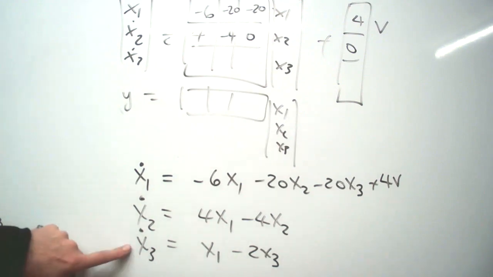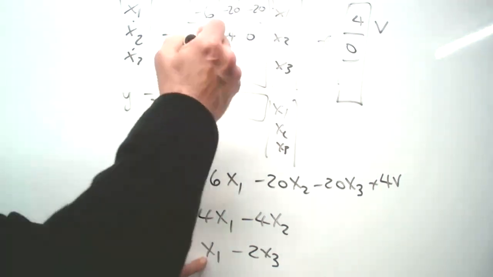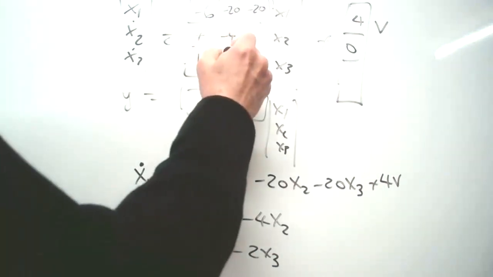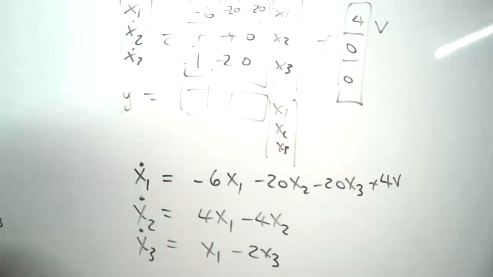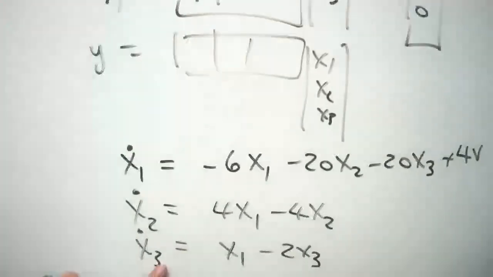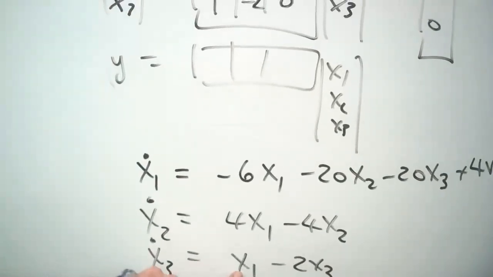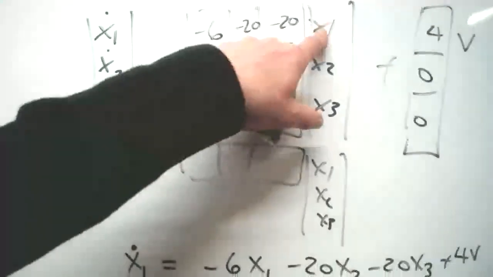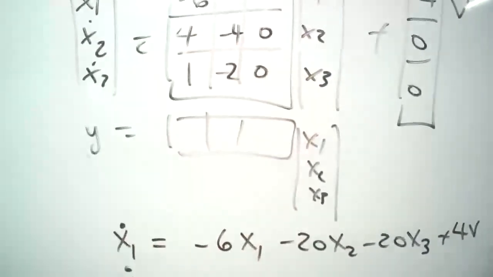No, I don't think that's wrong. Then the last one is x3 dot, which is x1, so x1 minus 2x3, giving 1, 0, minus 2 in that row. So that's gone in there. That's x3 dot is x1 minus 2x3, so that's 1 x1 minus 2 x3.